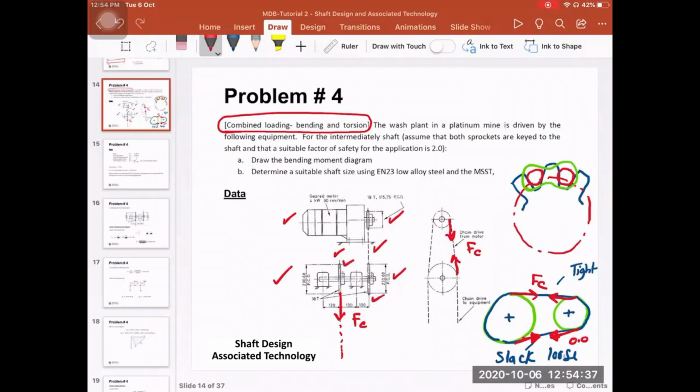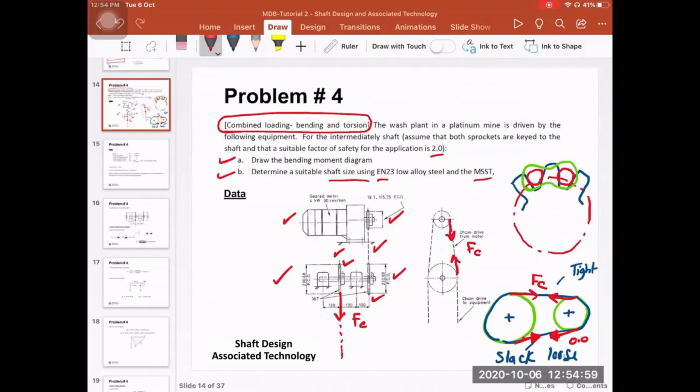And assume that a suitable factor of safety is 2. So the factor of safety is given as 2. Then draw the bending moment diagram of this shaft, and determine the suitable shaft size, which is the diameter in this case, if you have EN23 low alloy steel, using the maximum shear stress theory.